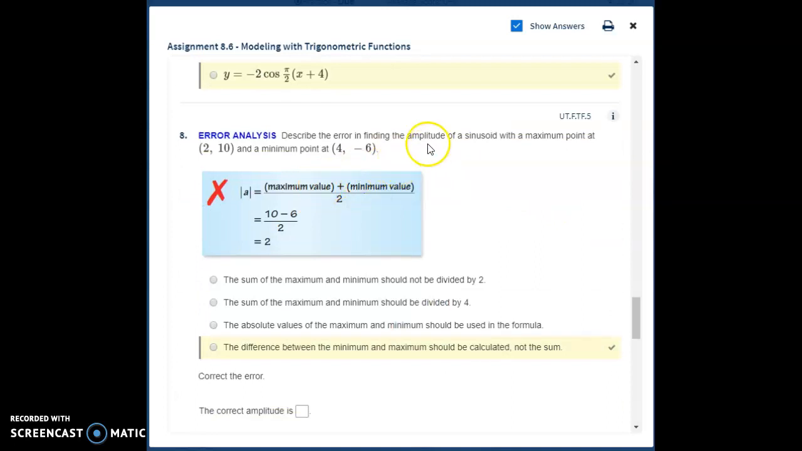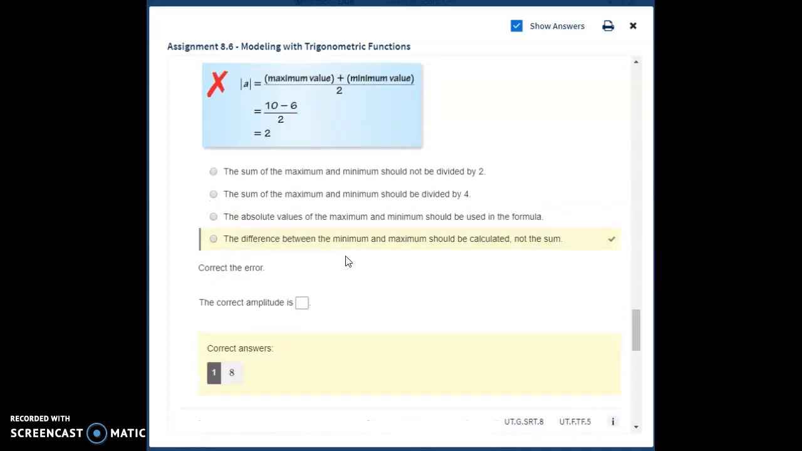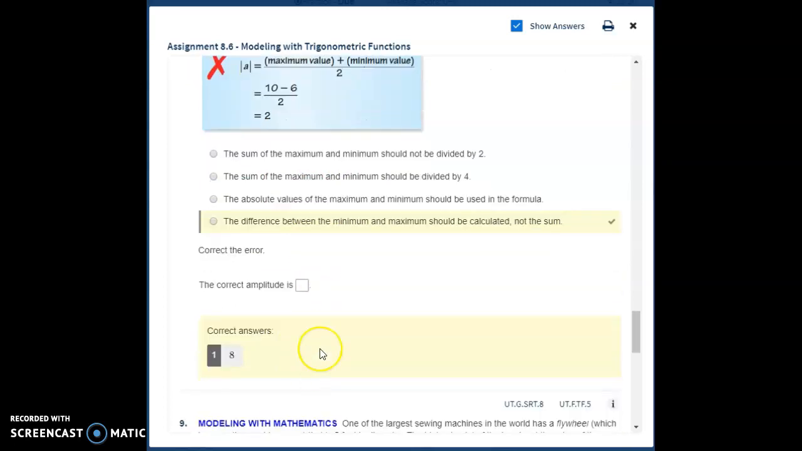Okay, so we're trying to find the amplitude of the sinusoid. So I agree that we're going to look at the height of 10 and then the height of -6 and find the average of those, and that would be a 2. But that's not the amplitude. That is just the midline. So then the midline is 2, and then the highest it goes is 10, and the lowest it goes is -6. And so the correct amplitude would be 8, because 10 minus 2 would be 8, or 2 minus a -6 would be 8. So the correct answer is 8.